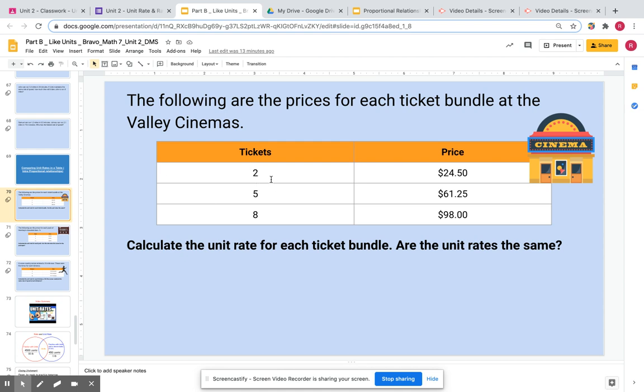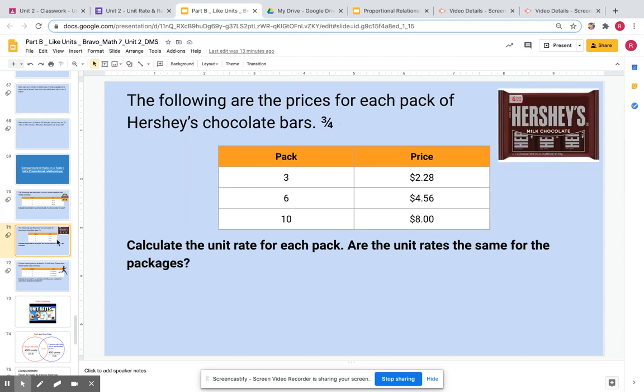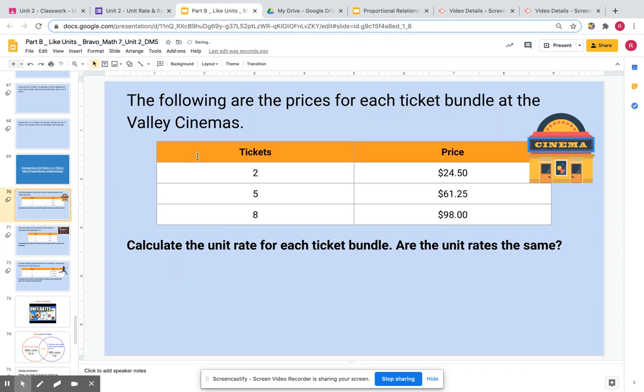You're finding the unit rate for each of whatever it's talking about. For your problem, it's talking about packs. Now, in this problem, they're talking about tickets, and they both talk about money. Both problems will tell you to calculate the unit rate for each of the pairs, and are the unit rates the same. So to do that for your problem, you just have to identify each pair individually.